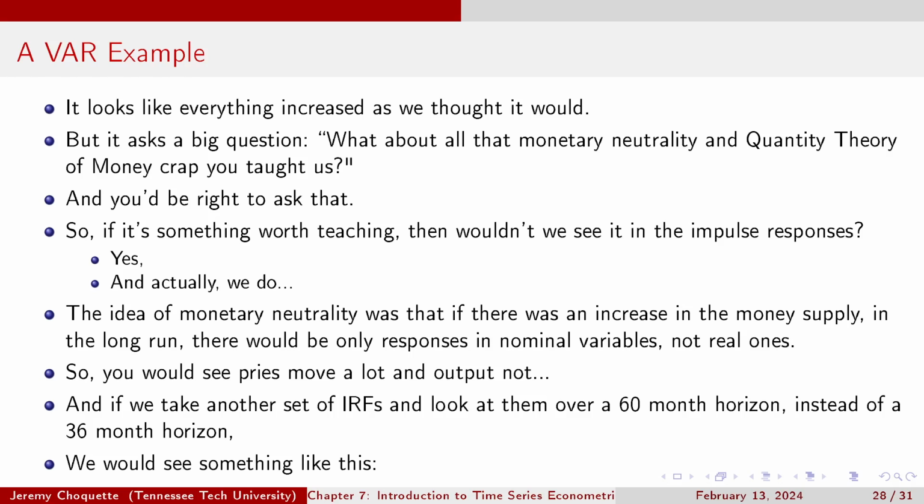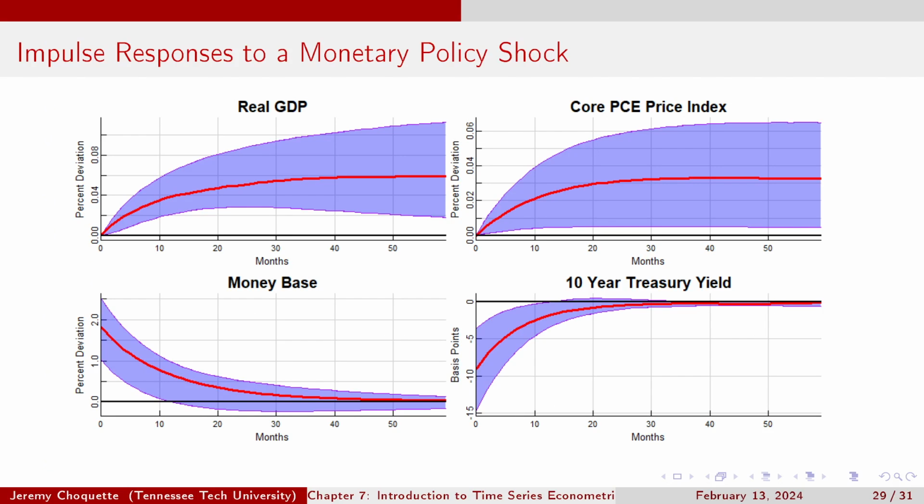So remember, if there's a one-time increase in the money supply, in the long run, there would be responses in only nominal variables, not real ones. So you'd see prices move up a lot and output not really move up so much anymore. So if you take another set of impulse responses and look at them over, say, a 60-month horizon instead of a 36-month horizon, you'd end up seeing something like this.